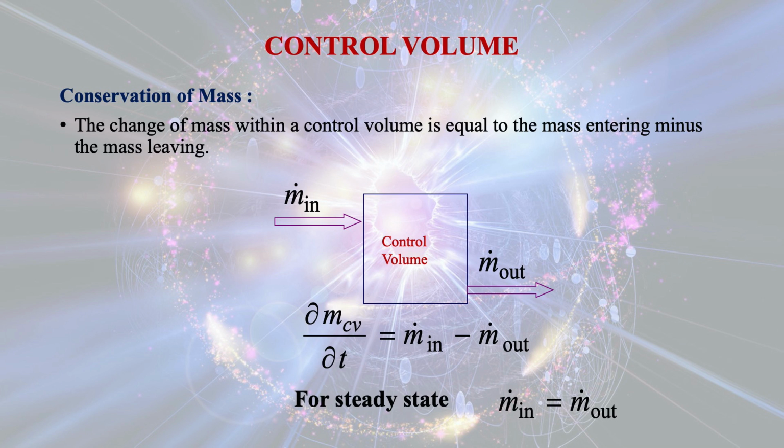The rate of accumulation of mass within the control volume is defined as ∂m_CV/∂t. So ∂m_CV/∂t, the rate of mass accumulated within the control volume, is equal to m dot in minus m dot out. But when you think of a steady state, we know that in a steady state the properties will not change with time. So in a steady state, ∂m_CV/∂t is equal to 0. So finally we get the expression for the steady state, that m dot in is equal to m dot out. That means the rate of mass entering the control volume is equal to the rate of mass going out from the control volume.